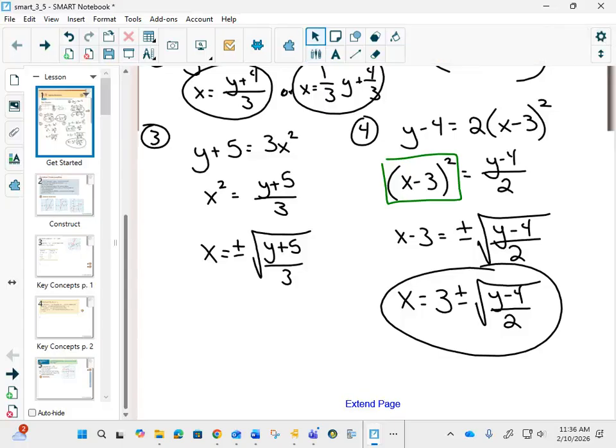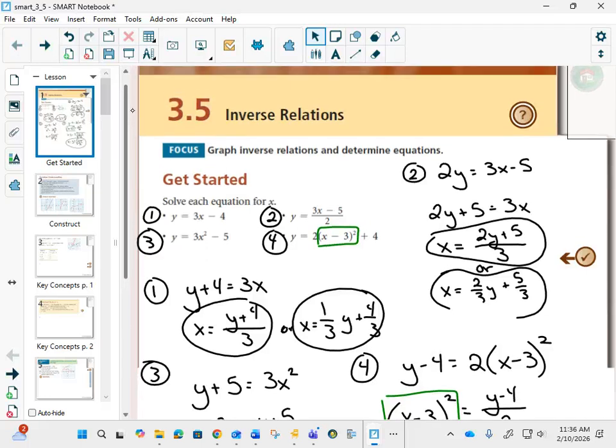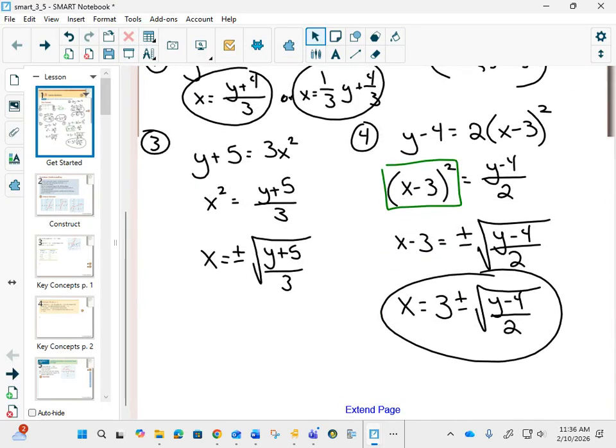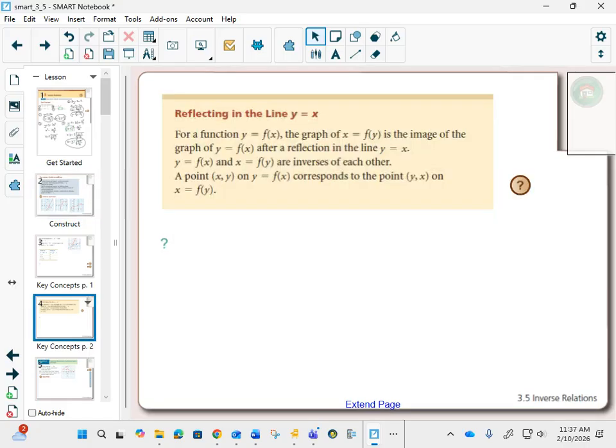What we're looking at in 3.5, the last section of this unit, is a special kind of transformation called the inverse. And so we're going to skip the construct the understanding. I'm going to get you to turn to page 237.